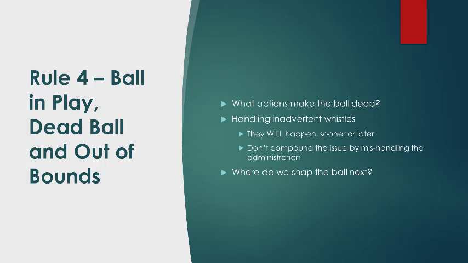So just make sure we understand inadvertent whistle situations and what we do with those so that if we have one, which would be unfortunate, we don't screw up the administration of the inadvertent whistle once we have one. And then finally, where do we snap the ball next if it goes out of bounds, if the ball's dead, in all the situations that are occurring in games, we know what to do with the ball next after those plays occur. So that's Rule 4, so make sure we take a look at those aspects.